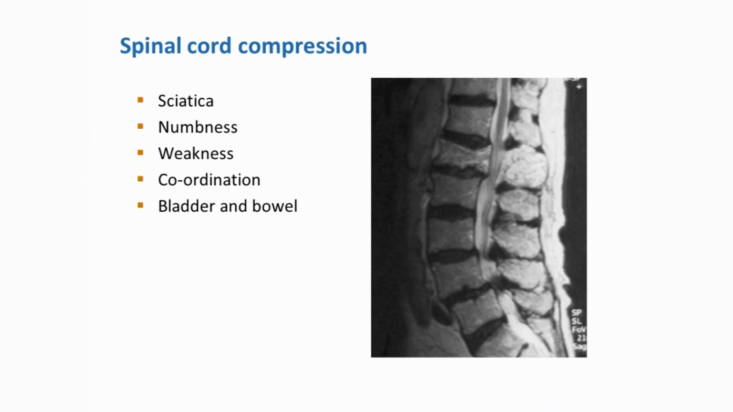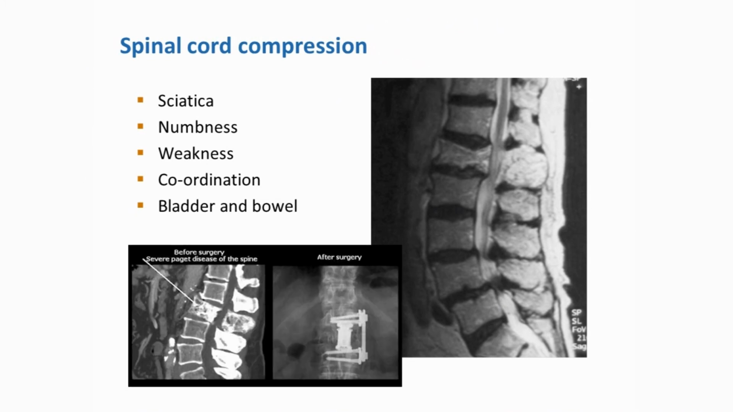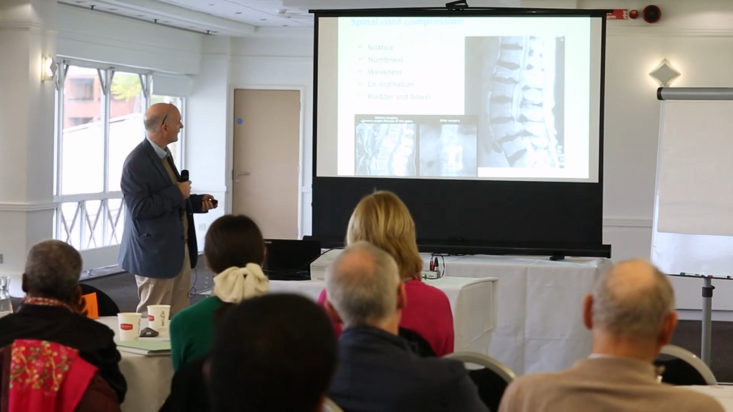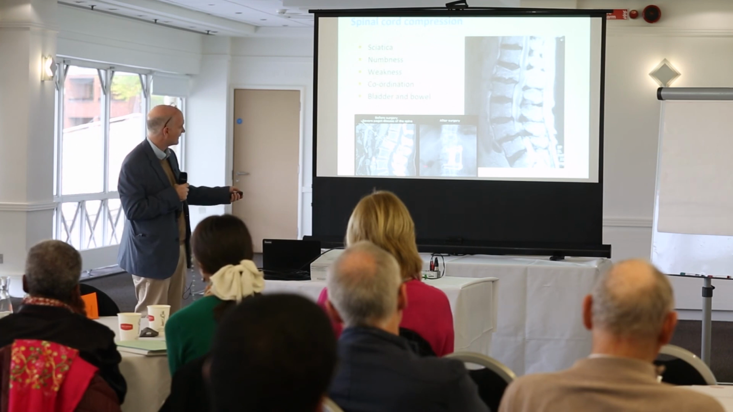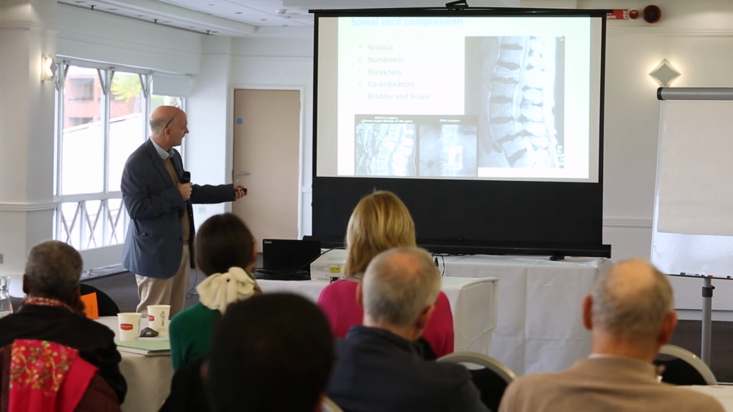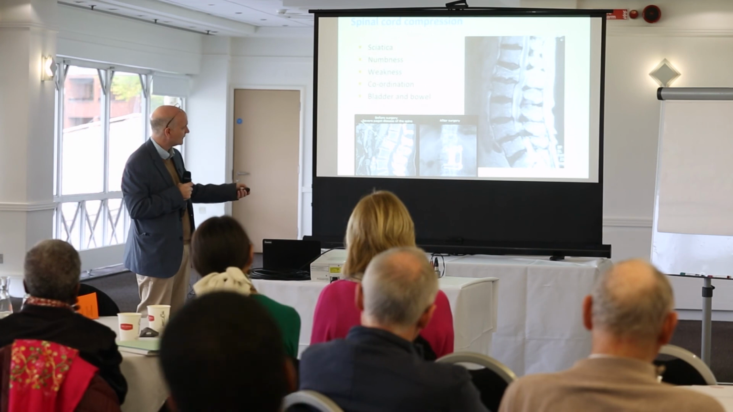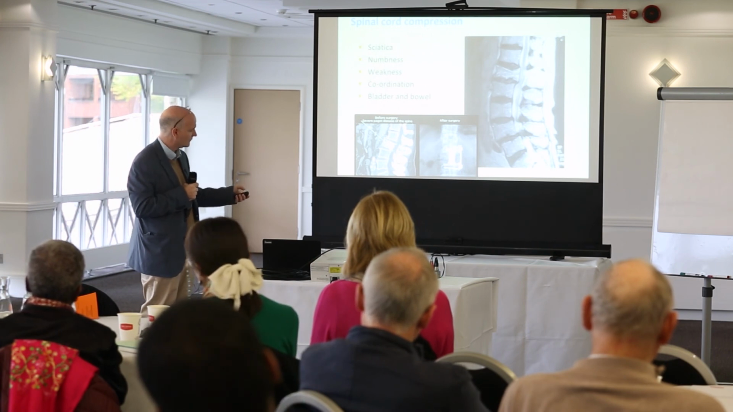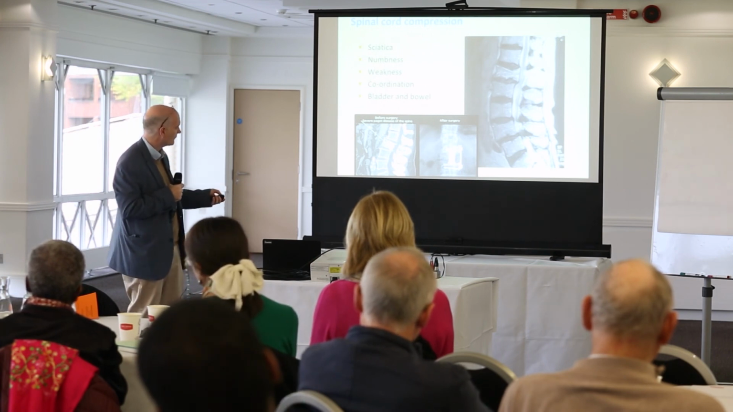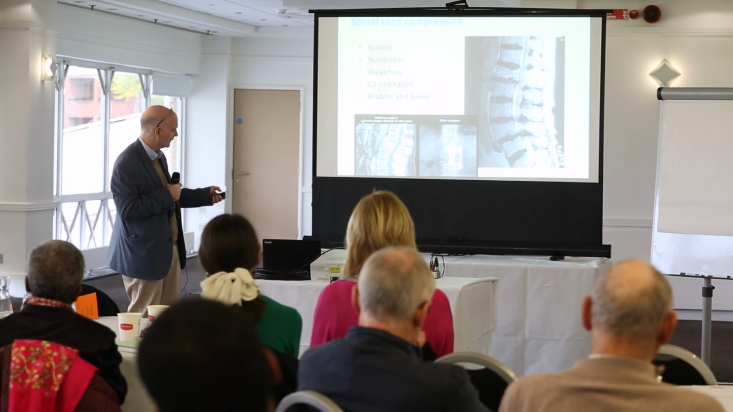If the cord gets very, very pressed with Paget's disease, you can see some tight narrowing here and some tight narrowing here, that can give rise to significant problems with legs and with bladder and bowel function. And that can be treated by taking out the pagetoid bit and putting bone graft in and a little replacement of this block of the bone in the back.